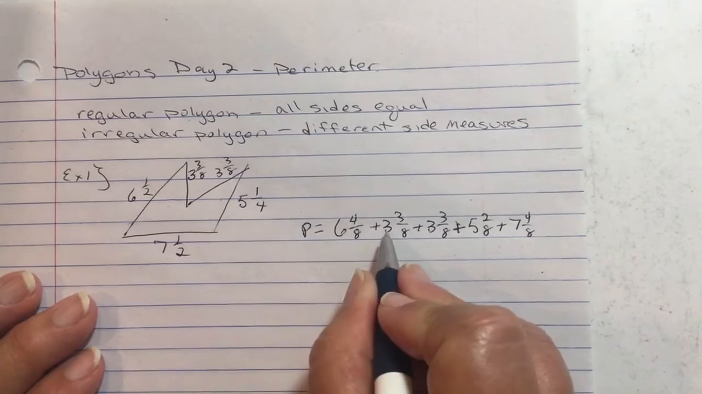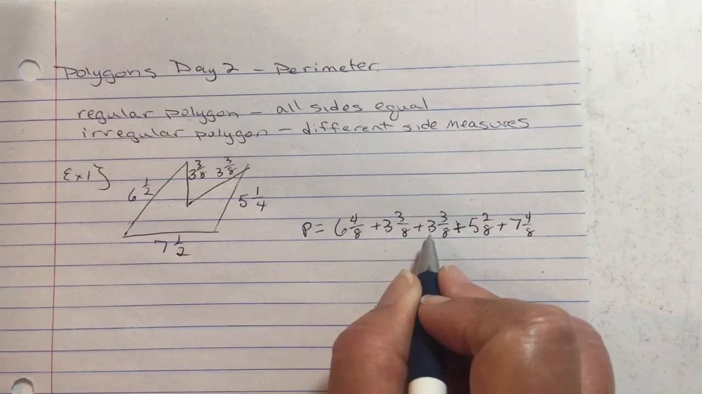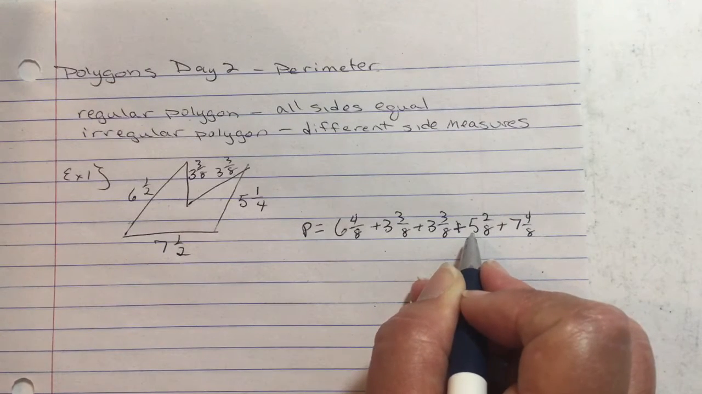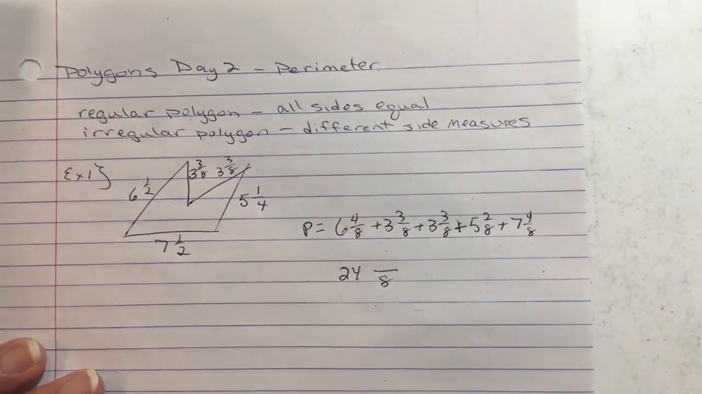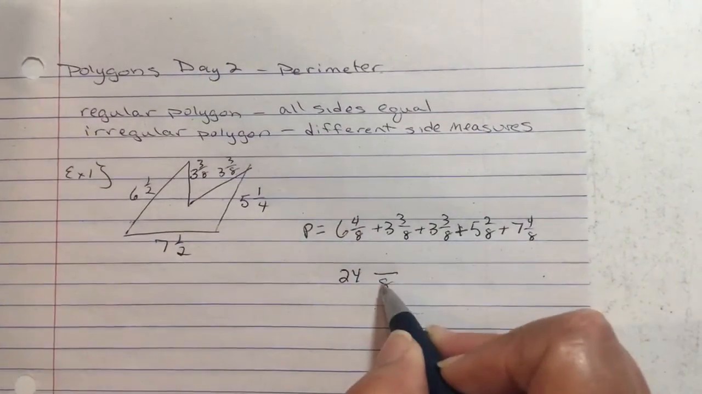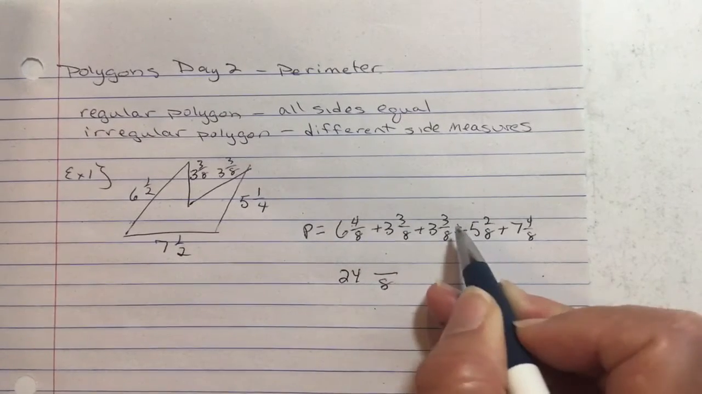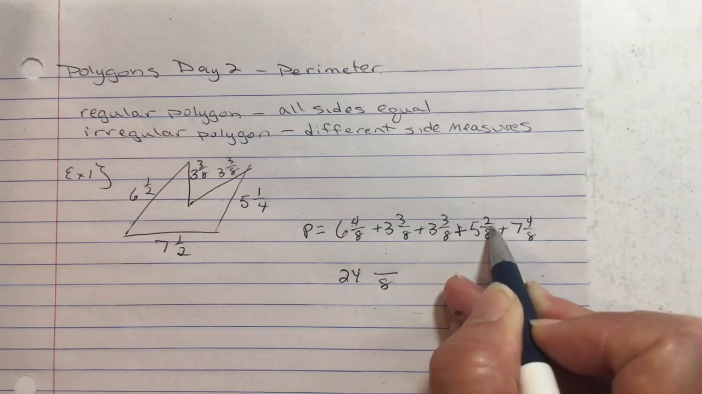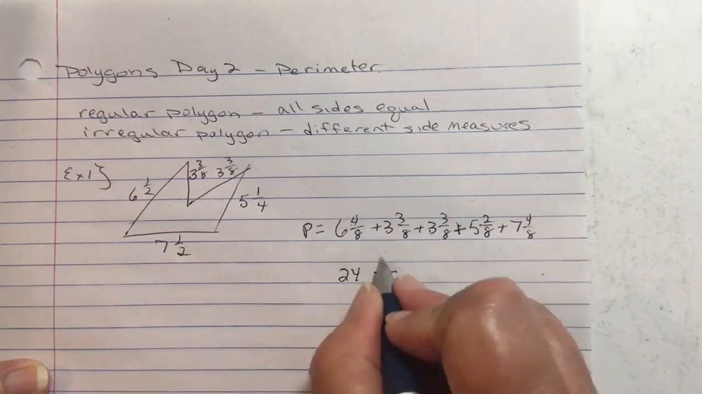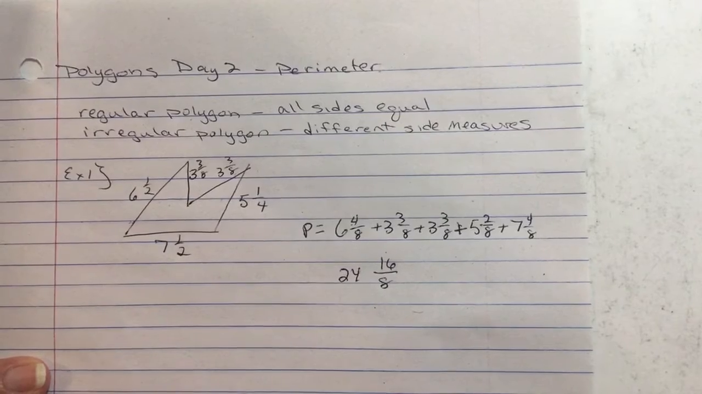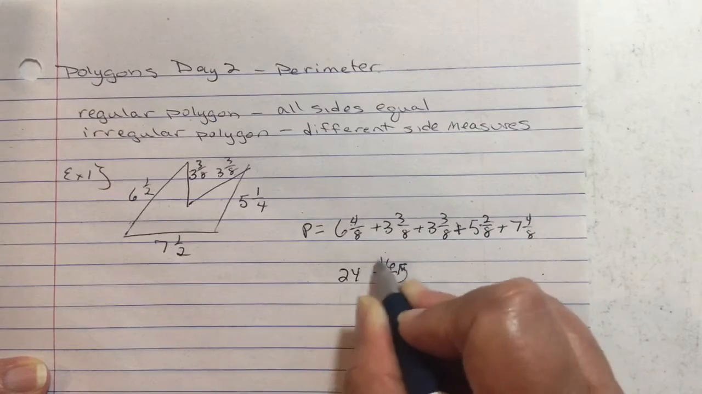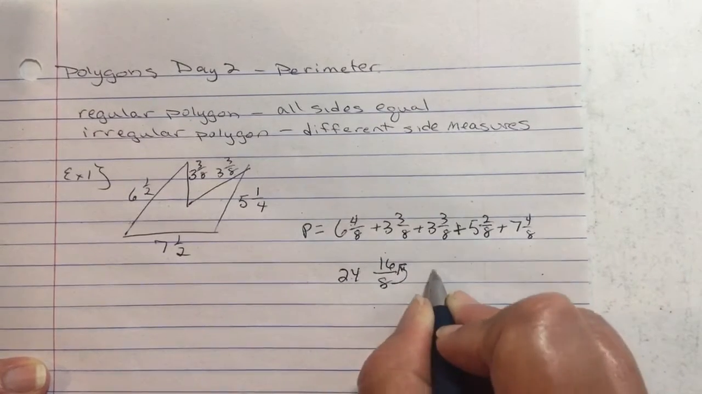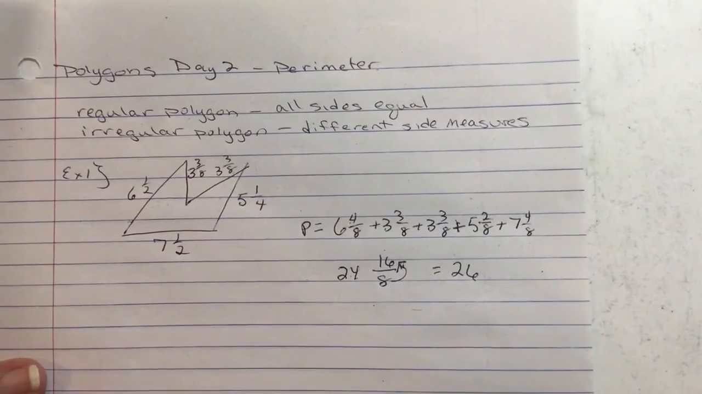Doing my whole numbers, 6 and 3 is 9. Plus 3 more is 12, plus 5 more is 17, plus 7 more is 24. Now I'm ready to do the fractions. They're all going to be 8s. 4 and 3 is 7, 7 and 3 is 10, and 2 is 12, and 4 is 16. Now you can't have a top-heavy fraction, so remember you're going to have to figure out how many times 8 goes into 16, and it is 2 times. That whole number of 2 goes with the existing whole number of 24, and your complete perimeter is 26.